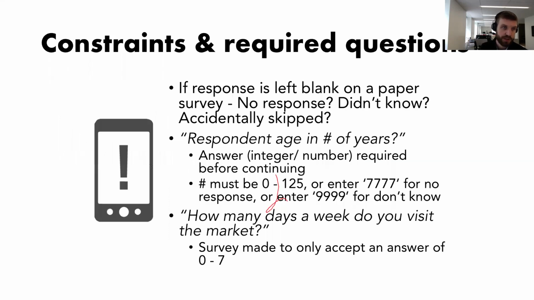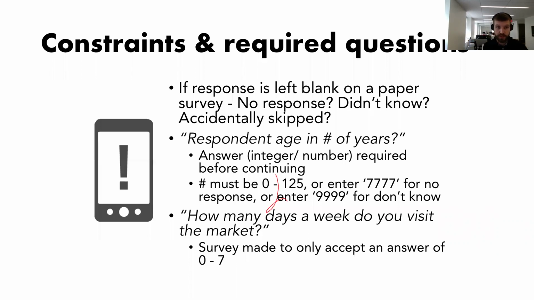Constraints and required questions. So on paper, if a survey response is left blank, you don't know if they decided not to answer, if they didn't know, if maybe they accidentally skipped it. You can, on the digital form, make sure that they're not able to do that. But then you also have to be sure that you provide all of the possible answers that might be there.